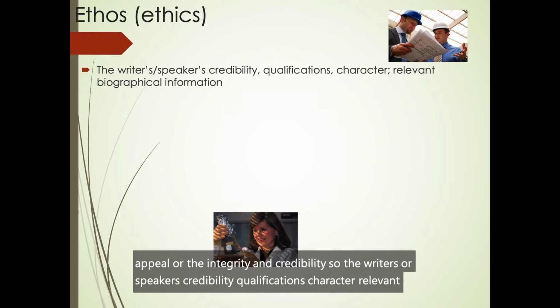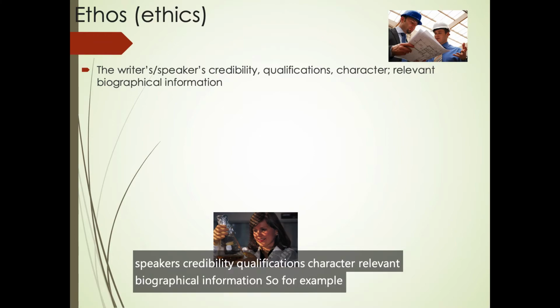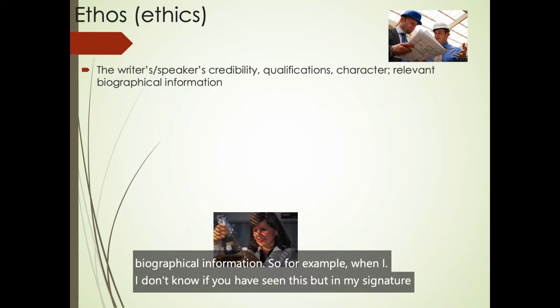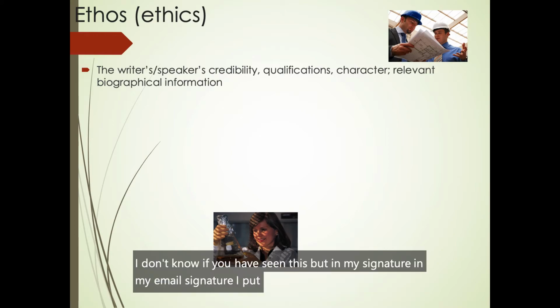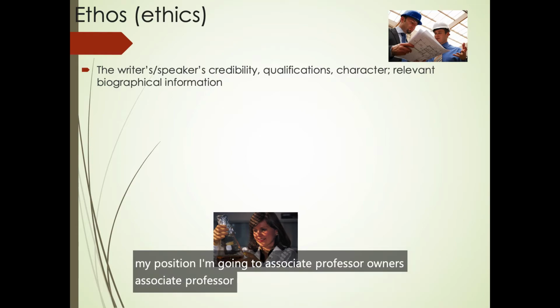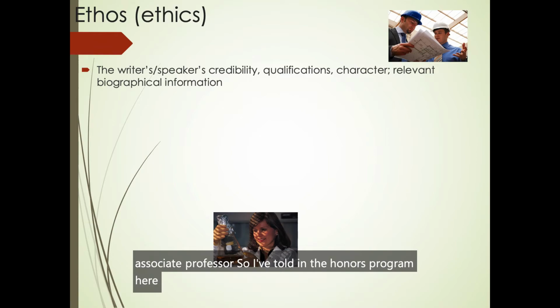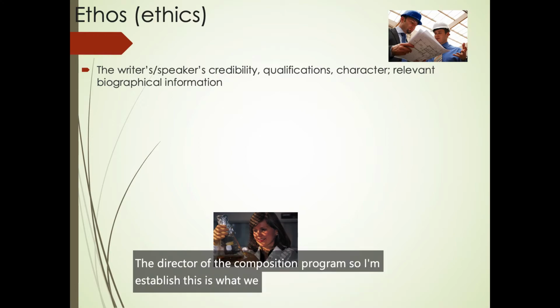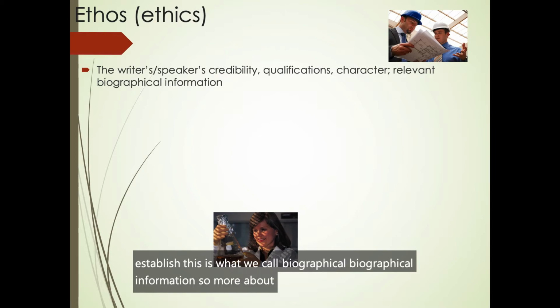So for example, I don't know if you have seen this, but in my email signature, I put my title, my degree, PhD, my position. I'm an associate professor, honors associate professor. I've taught in the honors program here at AUM. I'm the director of the composition program. So I'm established. This is what we call biographical information. So you know more about me, okay?